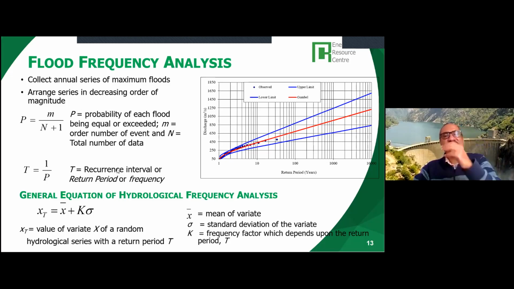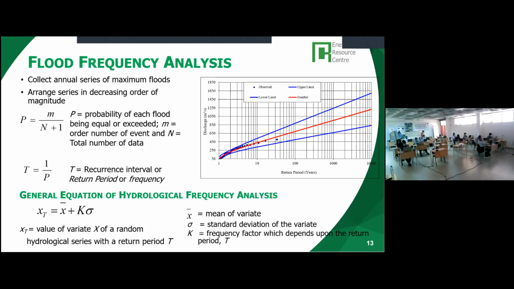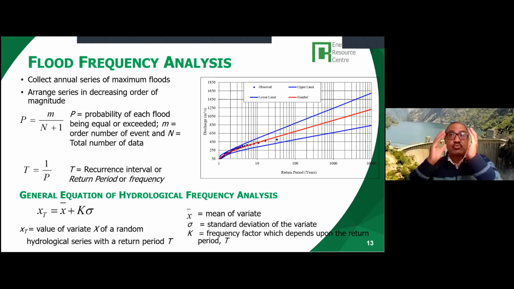So this is the probability that the flood will be exceeded. And the time period, this is very important. Return period or frequency is given by 1 upon P. And you must have heard of a 1 in 100-year return period flood. That means the probability of that flood event occurring is once in 100 years. It's a probability, but mind you, that same flood can occur today, tomorrow, and the day after.